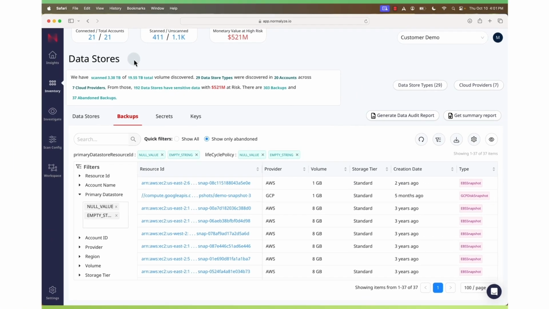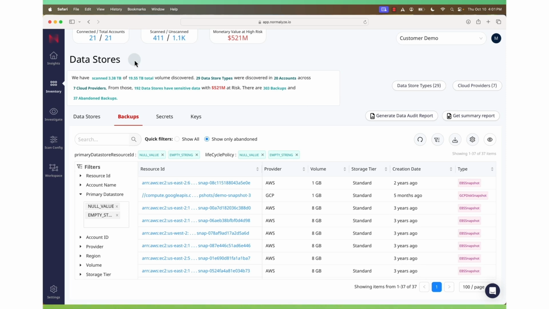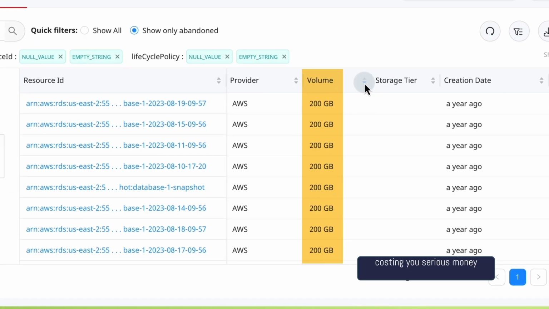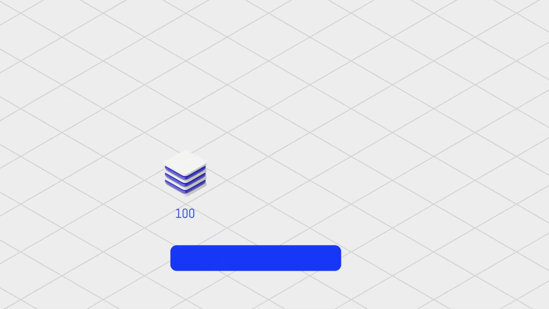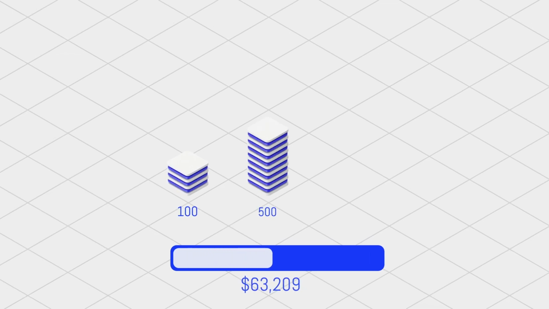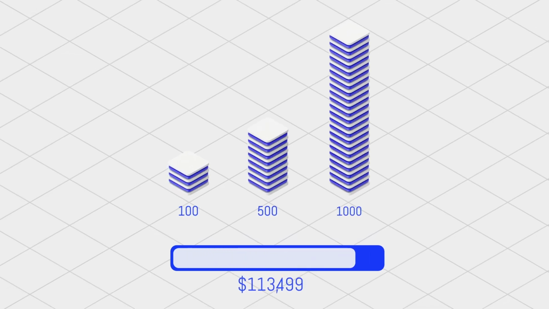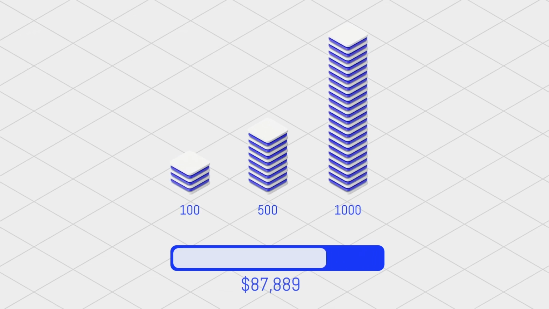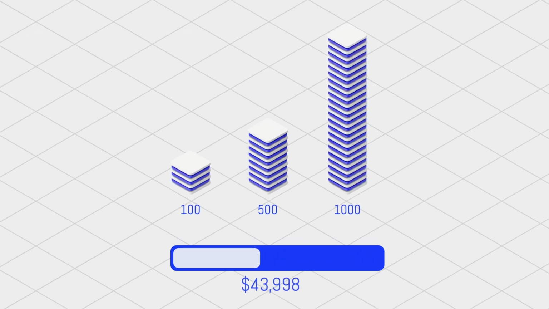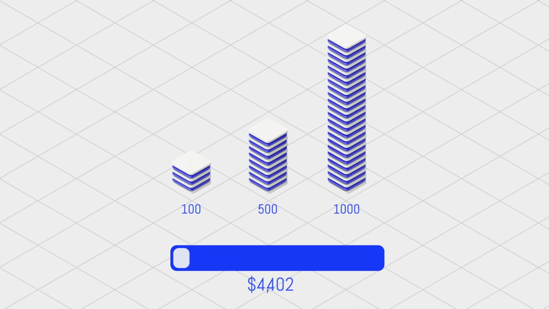Now let's shift focus and talk about how Normalyze can help you reduce storage costs. Abandoned data stores typically consume terabytes of storage, driving up costs significantly for organizations. For example, this 200 GB backup can cost $120 per year. Imagine if you have 100, 500, or even 1,000 of these in your environment. With Normalyze, on day one, you can reduce your cost by $120,000 by archiving or deleting those abandoned backups.